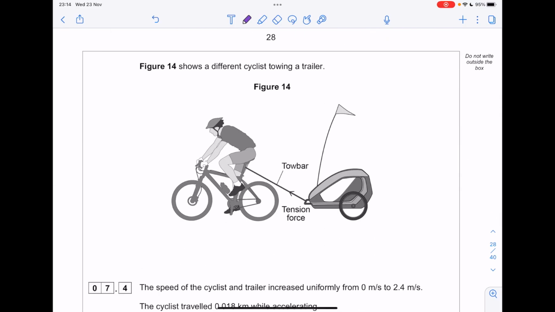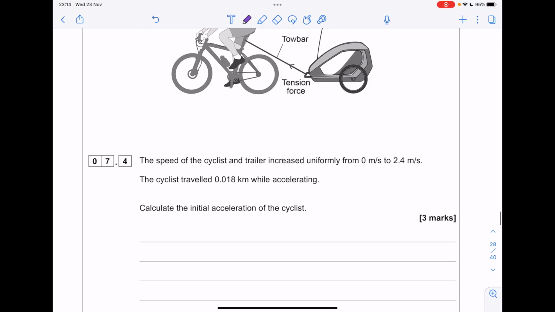Figure 14 shows a different cyclist towing a trailer. The speed of the cyclist and the trailer increased uniformly from 0 to 2.4 meters per second. The cyclist travelled 0.018 kilometers whilst accelerating. Calculate the initial acceleration of the cyclist.